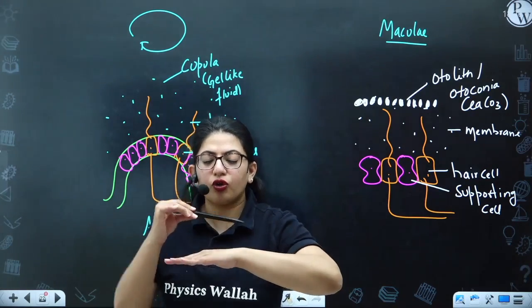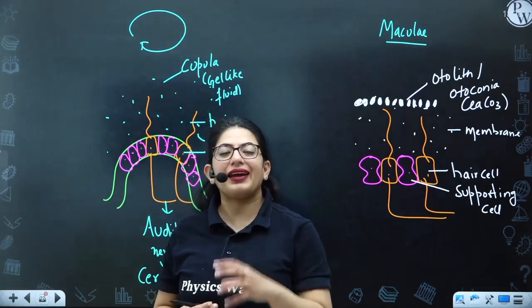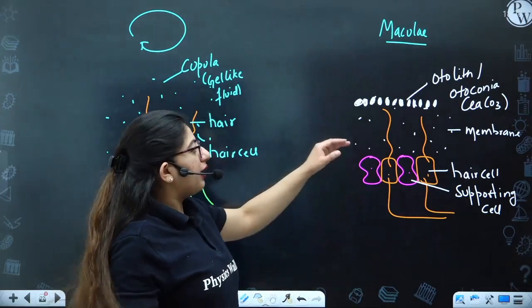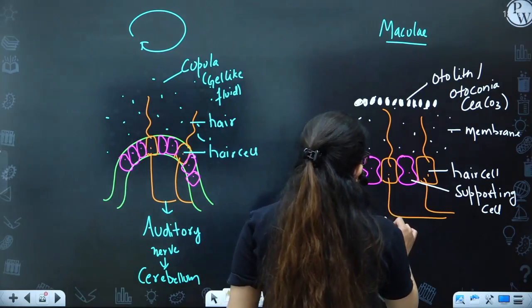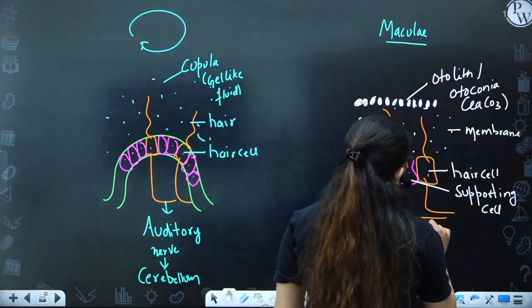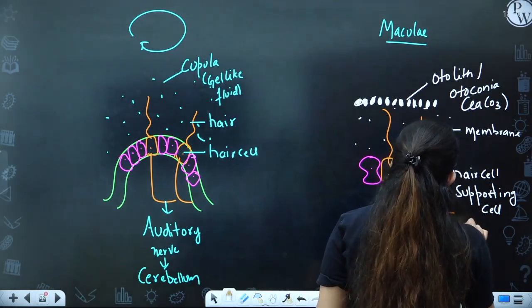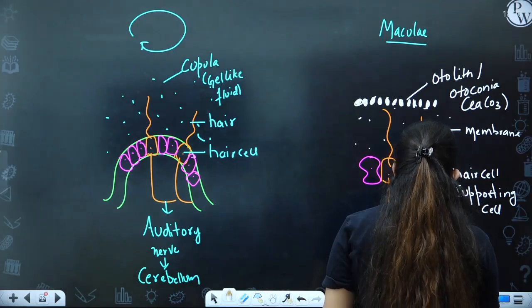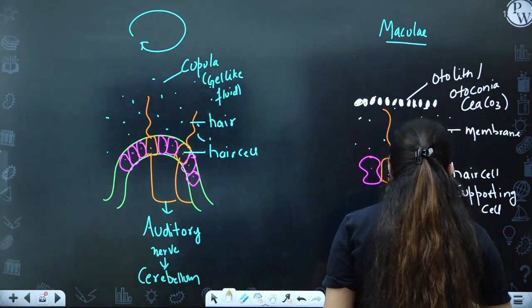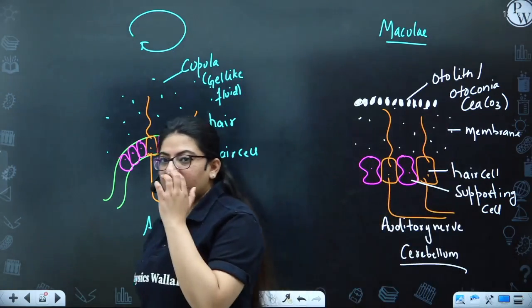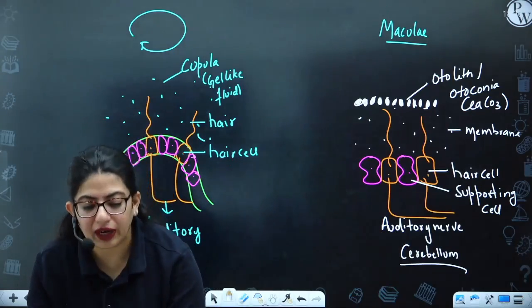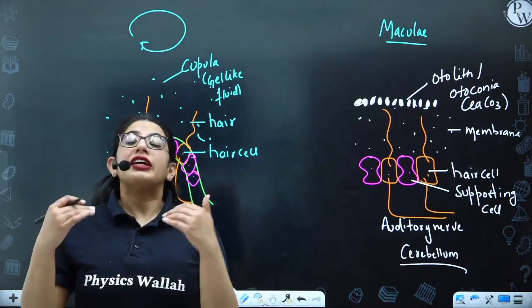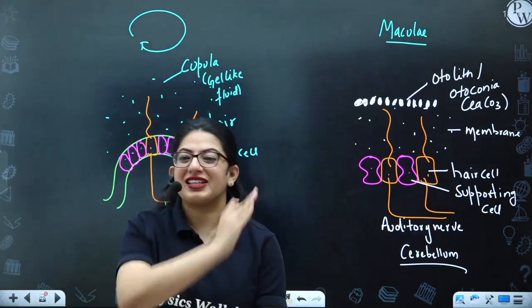So when the otoconia move like this, they get touched by these hair cells, and the hair cells get stimulated, and the information is sent through the auditory nerve to which part of the brain? You all know, cerebellum. So the cerebellum will then get this information, and the cerebellum will now send information to your muscles and ask the muscles to get back to the origin. This is how the balancing is done.